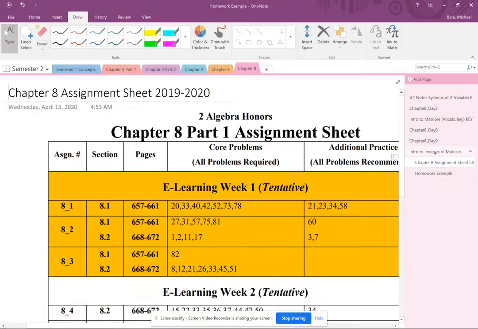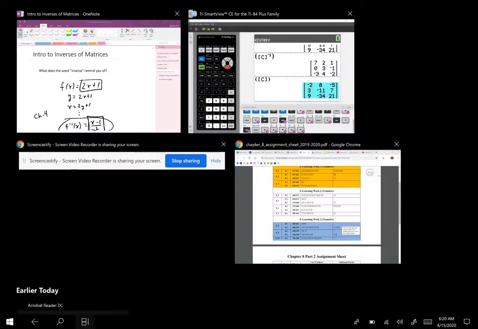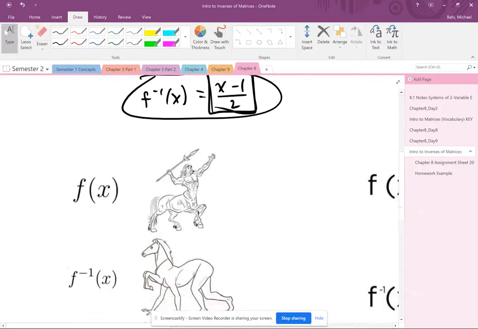I'm not sure how much time I have, but during our Zoom session, we can talk about what it really means. But for now, this is all you have to know.